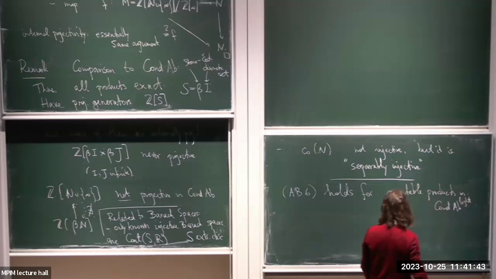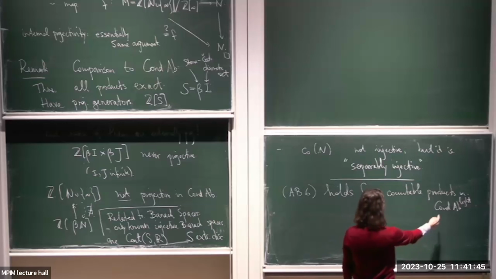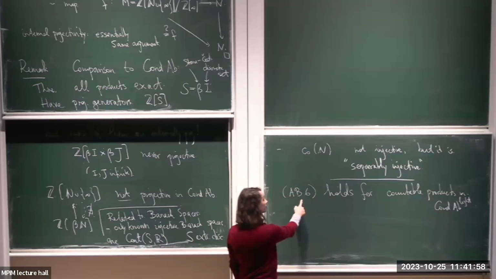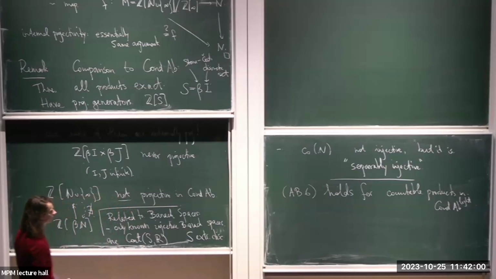One way to see this is that you have this fully faithful embedding of light condensed abelian groups into all condensed abelian groups. This commutes with all colimits and it commutes with countable limits. So in particular, these countable products are the correct products. They are the ones that you would also compute in condensed abelian groups, and there this holds. But you can also just check it by hand.